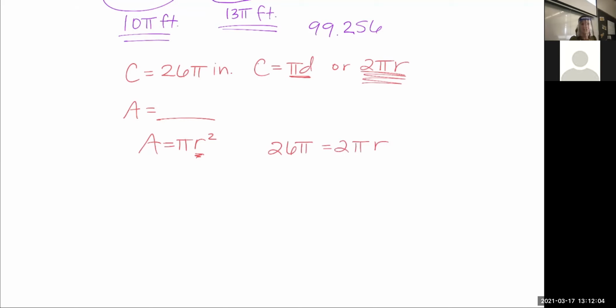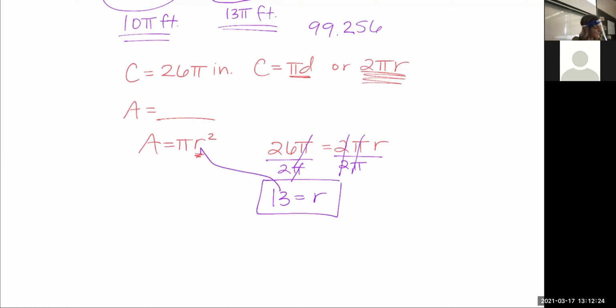How do you solve for r here? We're just going to divide, right? Divide by 2 pi, divide by 2 pi. So this is gone. Pi divided by pi is 1. 26 divided by 2 is 13. So we have a radius of 13 and we're looking for the area. So that 13 is going to go here. Pi times 13 squared is 169 pi square inches because it's area.